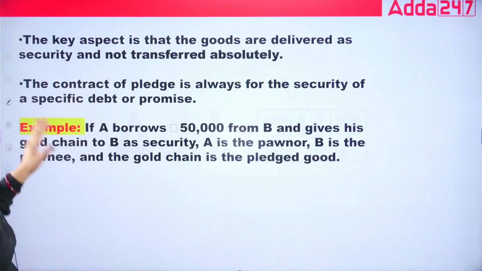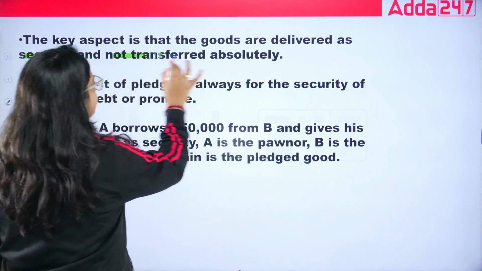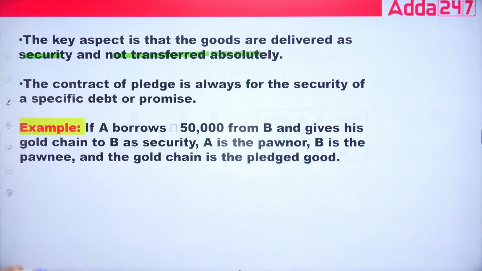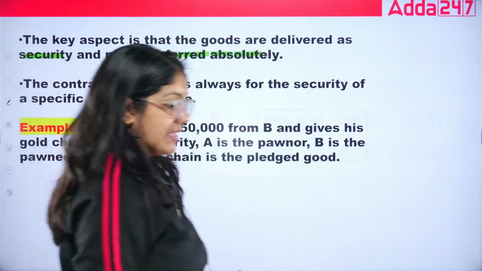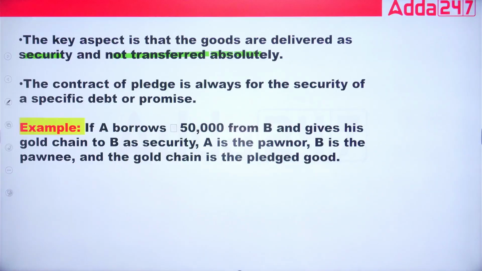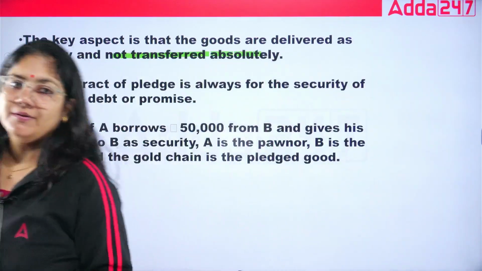The key aspect is that goods are delivered as security, not transferred absolutely. See, the contract of pledge is always for the security of a specific debt and promise. See the example. A borrows 50,000 from B and gives his gold chain to B as security. A is the pawner, B is the pawnee, and the gold chain is called the pledged goods. So I think with this, you can easily understand the definition of pledge. Is that okay? So this is for all.